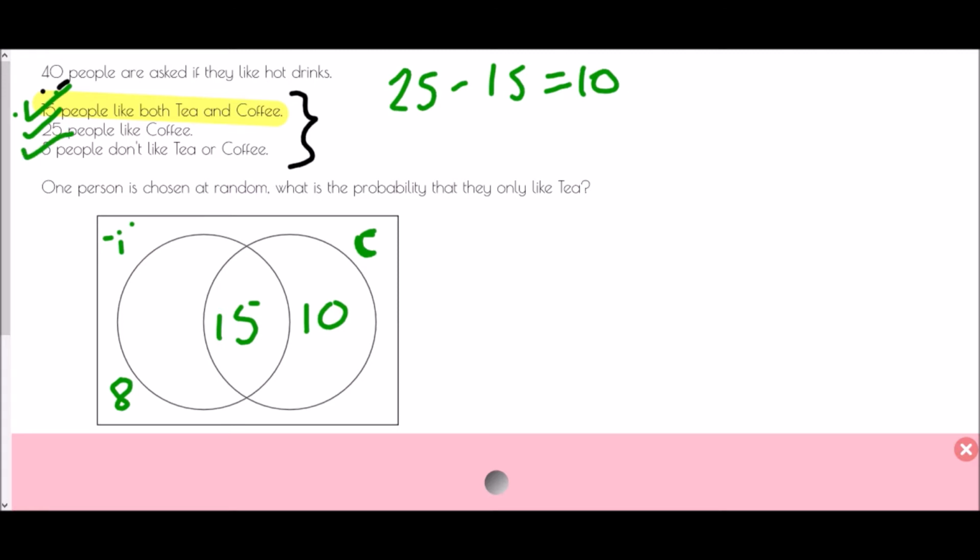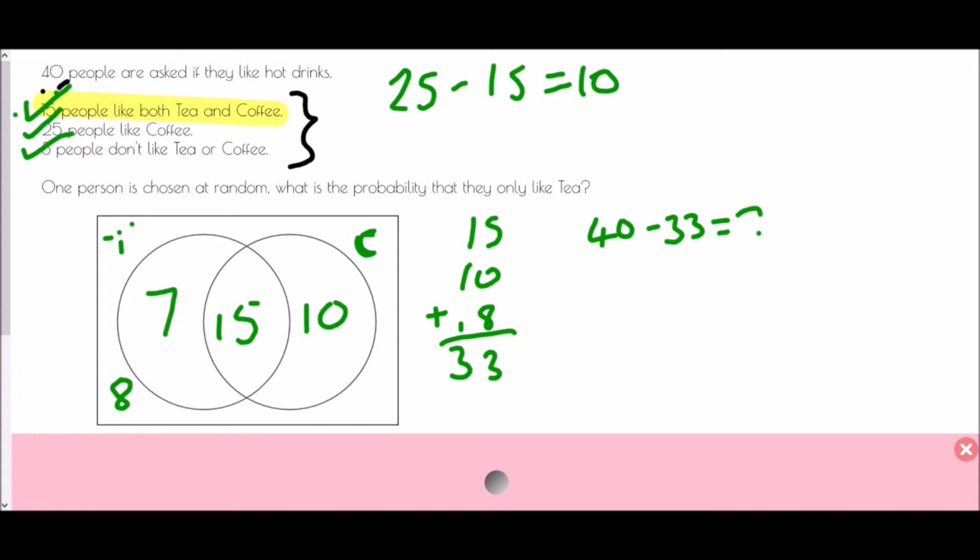The problem is we've got a little gap. We've got a gap in the tea circle, so we need to work out how many people are in the area that only like tea. And so for that, we need to think about the fact we had 40 people to begin with, and we've already dealt with 15, 10 and 8. So if we add those together, we'll get 33 people, and so the remainder must be the people who only like tea. 40 take away 33 is 7.